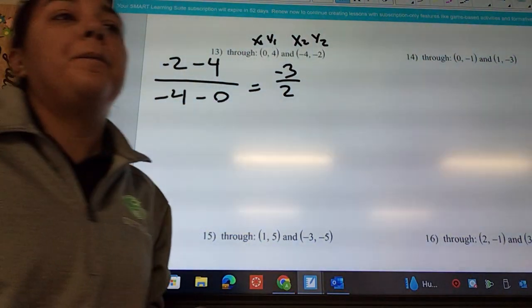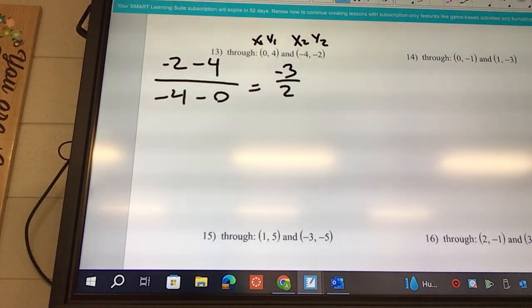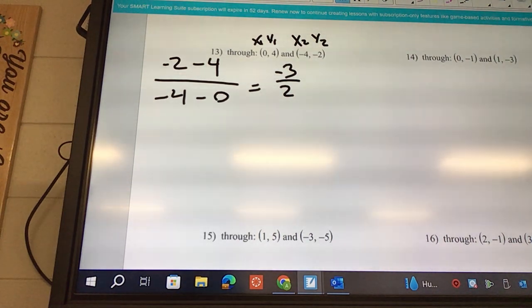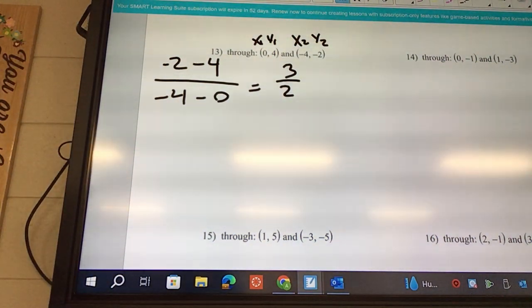And what is that? I thought that's what you guys said. Positive 3 over 2? Okay, but what is that? What letter did we just find? M. That's our M. Alright, this is my M.